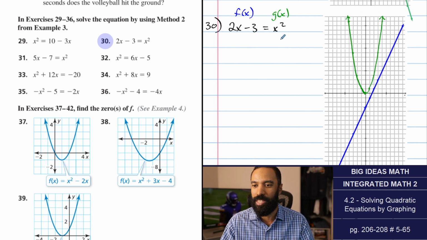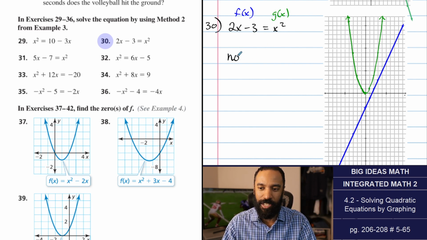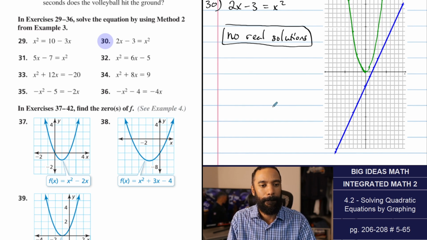That means if I put these things on the other side of the equation, x squared minus 2x plus 3, I never would have had any x-intercepts, no matter how close they look. No real solutions. So we can't solve that one.